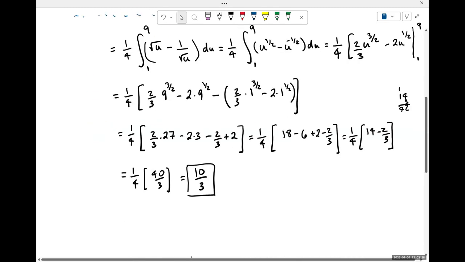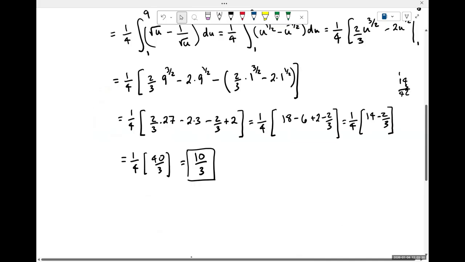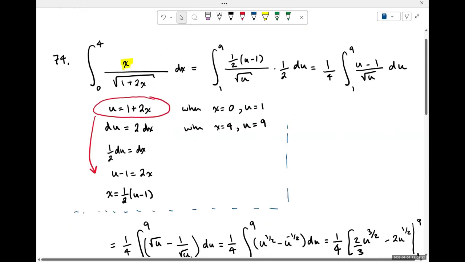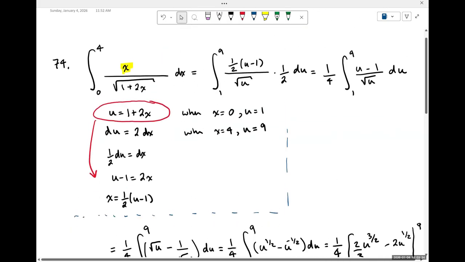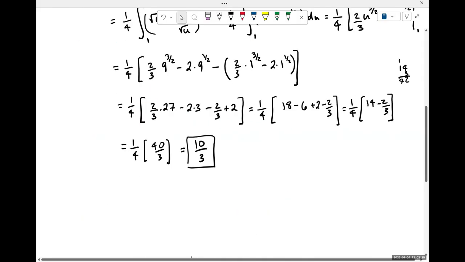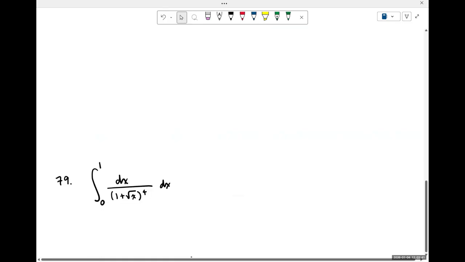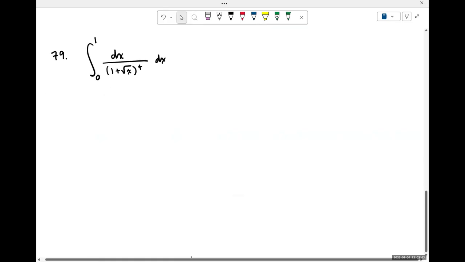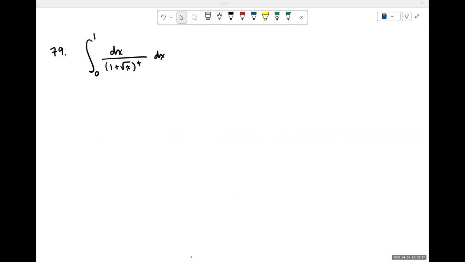Let me do one more where you have to do that. Here, it was pretty clear that there was a problem. If you remember, once we started putting the stuff in, that extra x was sitting there. This one, it might not be that clear. This is problem 79 in the book, but it's something somewhat similar.